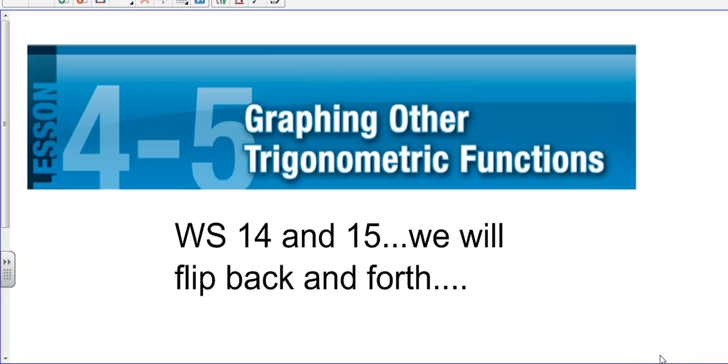We're graphing tangent, cotangent, cosecant, and secant today. You need to have out worksheet 14 and 15 because we're going to flip back and forth between the two. I'm going to try to explain where these graphs come from and why they look the shape they look. We are going to do a few shifts and period changes, talk a little bit about an amplitude change. We're not going to really do phase shifts with these.